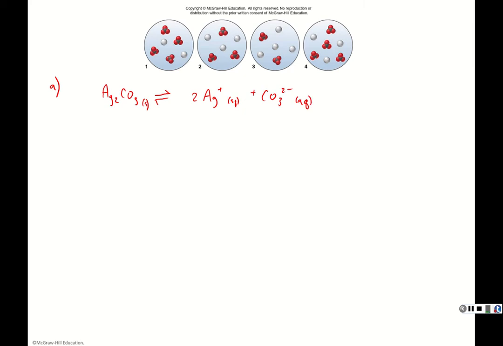So what does that mean? We need 2 silver ions and 1 carbonate ion. So we need that ratio of 2 silvers to 1 carbonate. If you look and count that up, scene 3 would actually be a good representation of that. There's actually 4 silvers and 2 carbonates, but that would be the same ratio. So scene 3 is the representation of that.